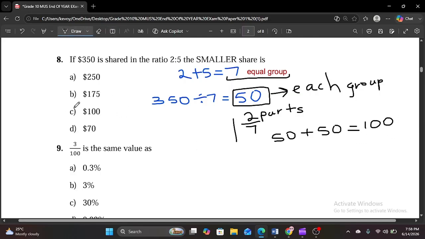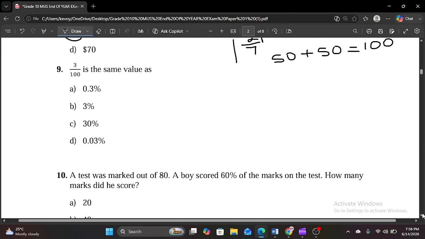So C will be your answer right there, 100. All right, moving on.